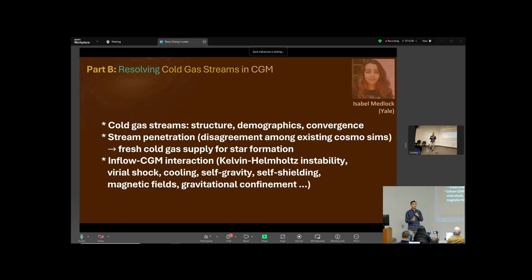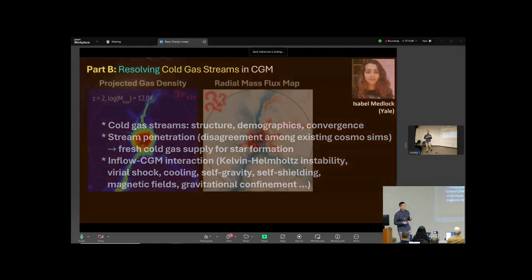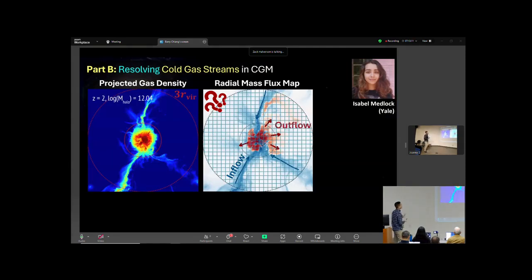And lastly, we really want to resolve the very complex but very interesting cold gas inflow and CGM interactions, which includes processes like Kelvin-Helmholtz instabilities, radiative shocks, cooling, self-gravity and self-shielding of the stream, magnetic fields, and gravitational confinement.